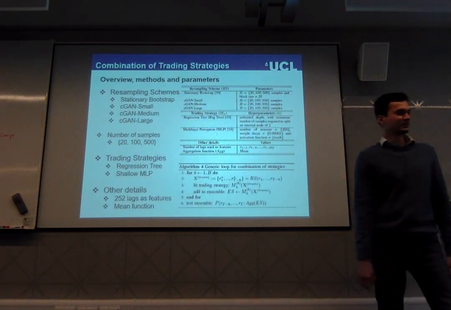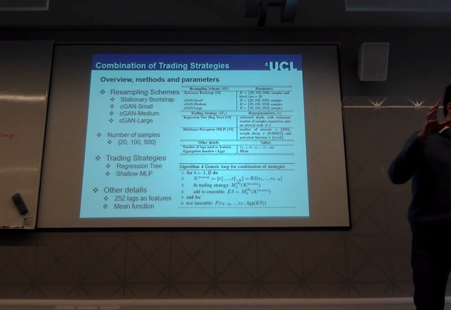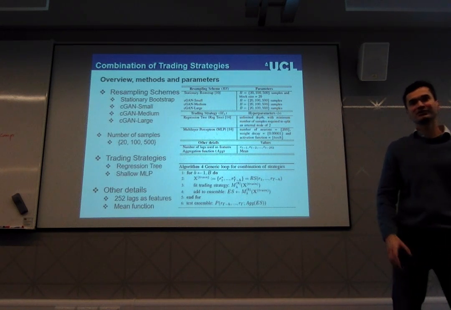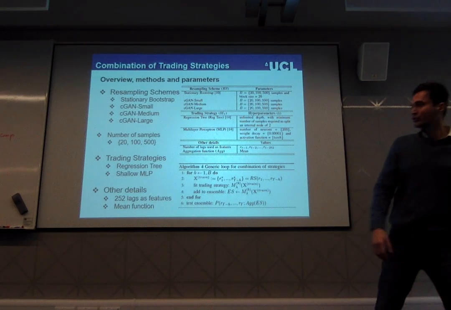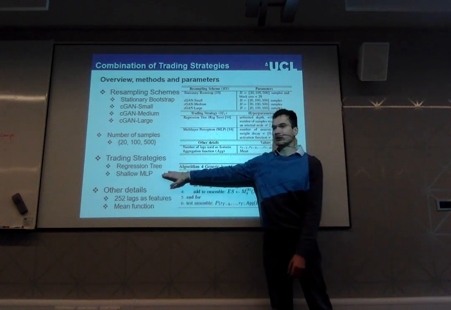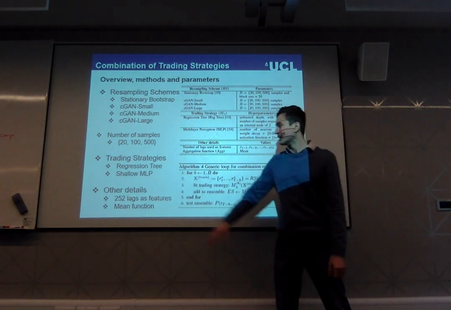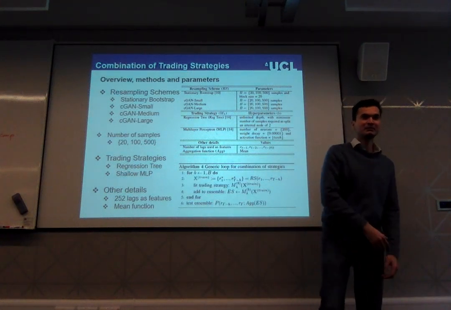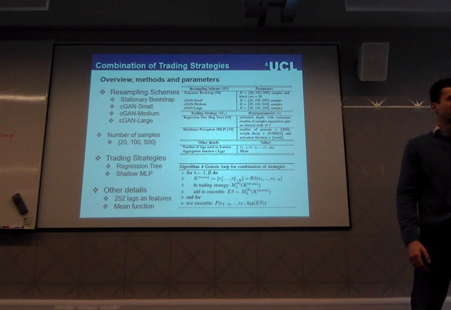So, combinations of training strategies. I basically compare with stationary bootstrap, which is the bootstrap version for time series. And I use two training strategies: a shallow multi-layer perceptron, but with a lot of neurons, and a regression tree, as deep as you can. So you have low bias and a lot of variance in the results.